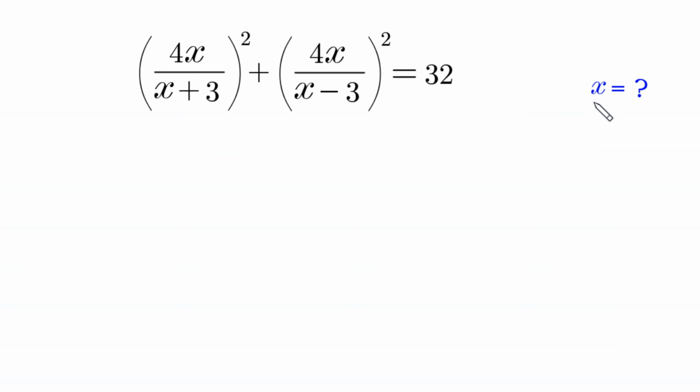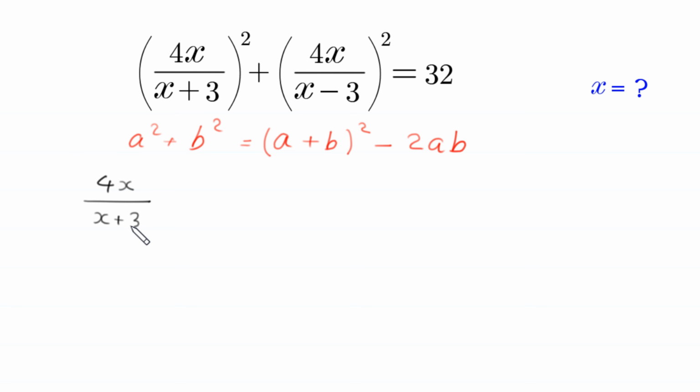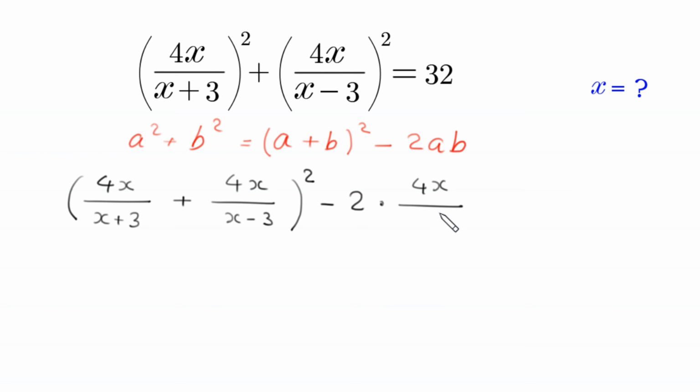So let's start. By using this algebraic identity, a squared plus b squared is equal to (a plus b) whole squared minus 2ab, the expression on the left hand side will become (4x divided by x plus 3 plus 4x divided by x minus 3) whole squared minus 2 times 4x over x plus 3 times 4x over x minus 3 is equal to 32.